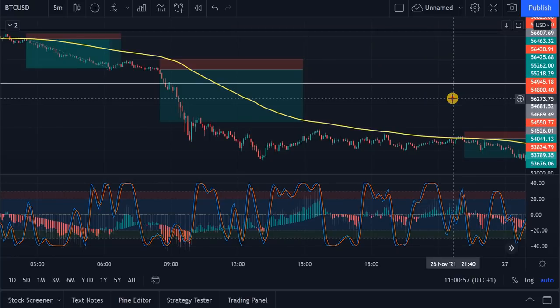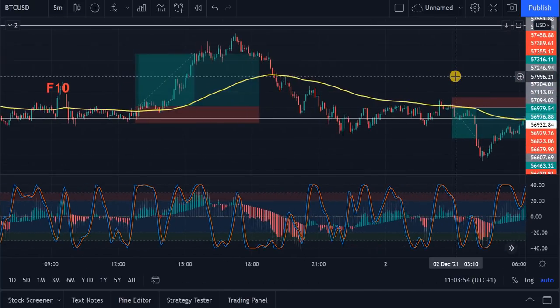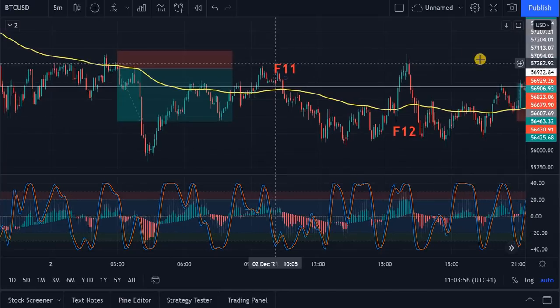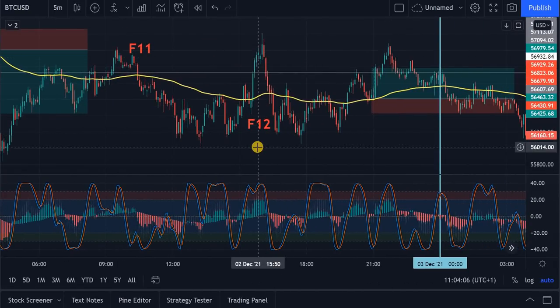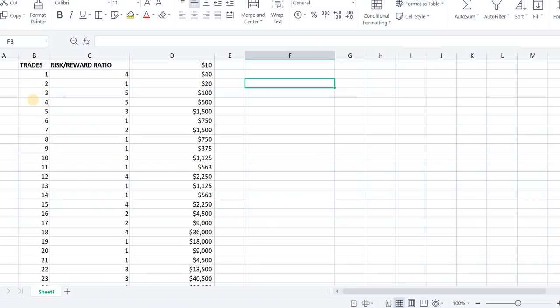You can see right here, these were the trades, and also you will see that there were different fake outs. At the 2nd of December, this was where I ended this strategy, and you can see that there were 12 fake outs using this strategy. Now let me show you my exact test results if I had used $10 for a period of 7 days using this strategy. Right here, as you can see, these were the trades I made, these were the risk to reward ratios, and this is the exact value of when I used $10 in multiple trades using this strategy.